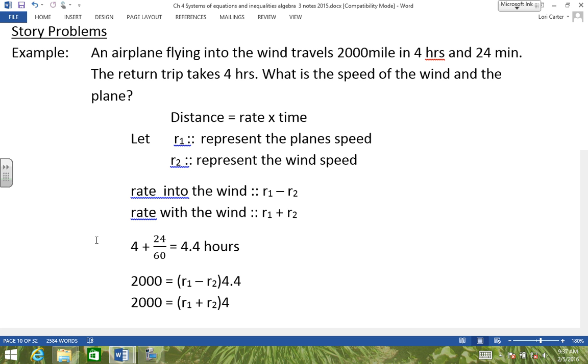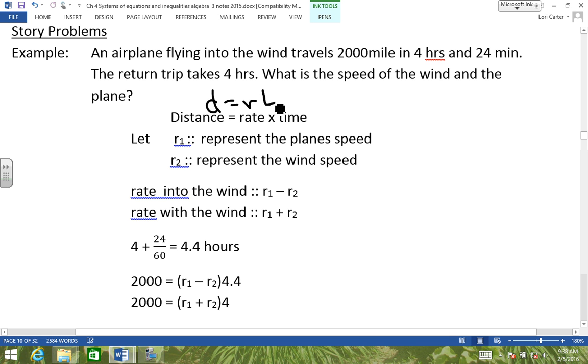If I give you time and distance... You're given time and distance. What formula are you using? Distance equals rate times time. Okay, the return trip takes 4 hours.